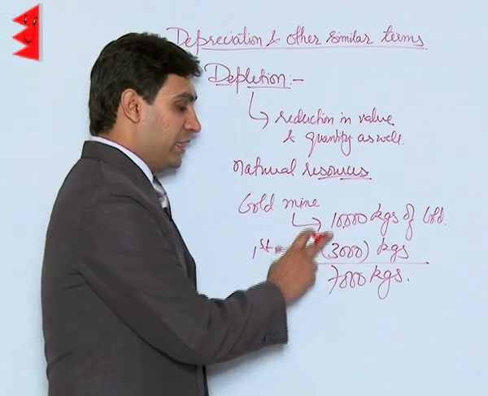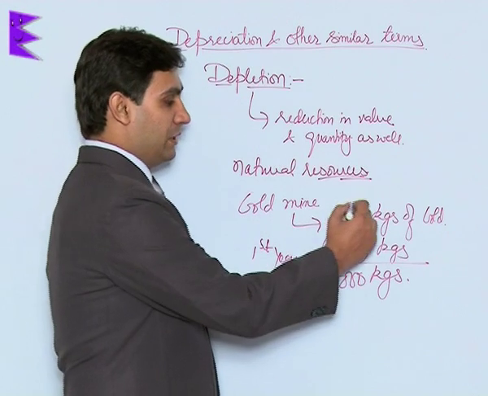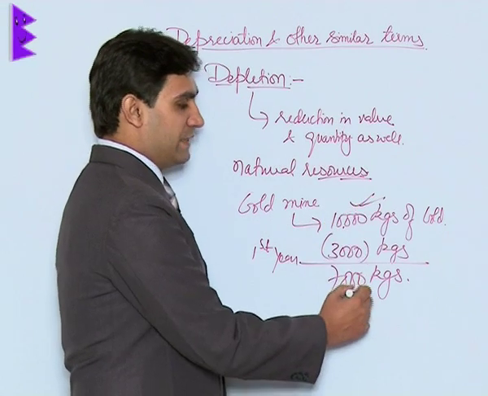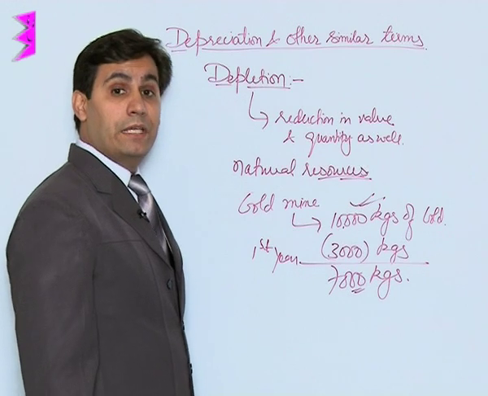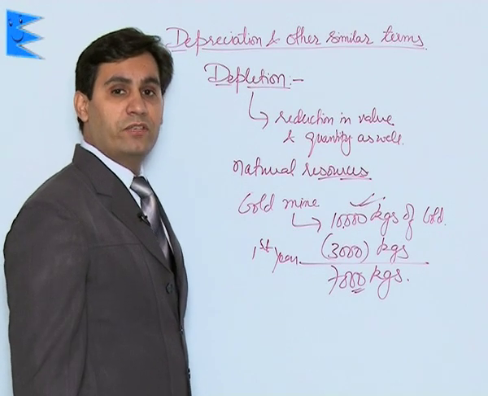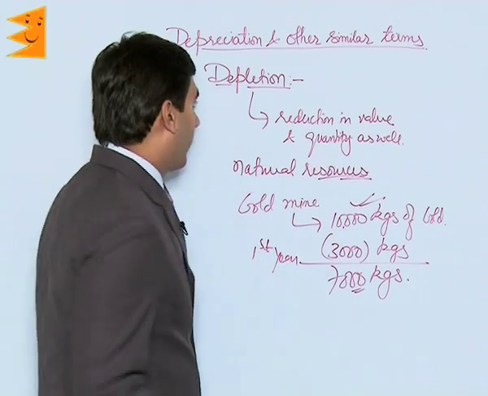But simultaneously, if you look closely, there is a reduction in the value. Earlier there were 10,000 kgs of gold, now you have 7,000 kgs of gold. So it is referred to as depletion, that is reduction in value as well as reduction in physical quantity.